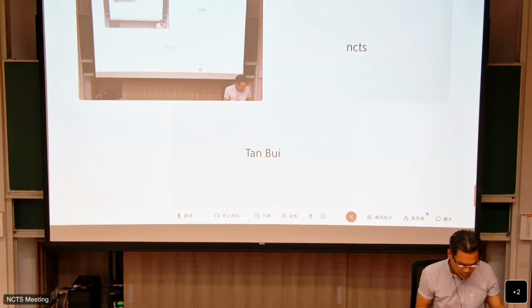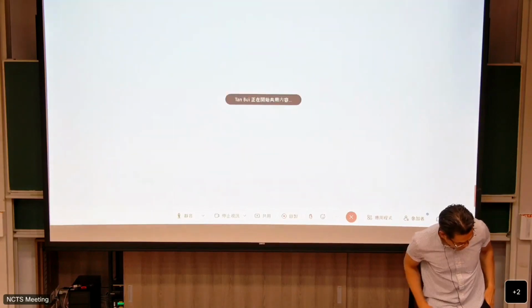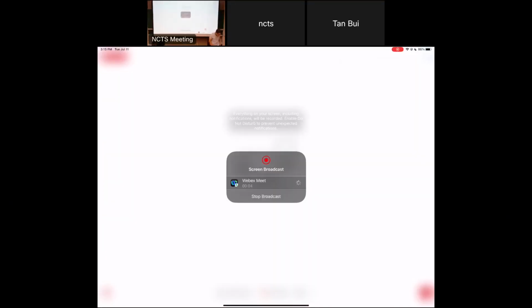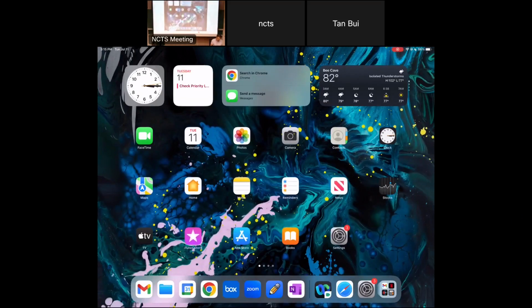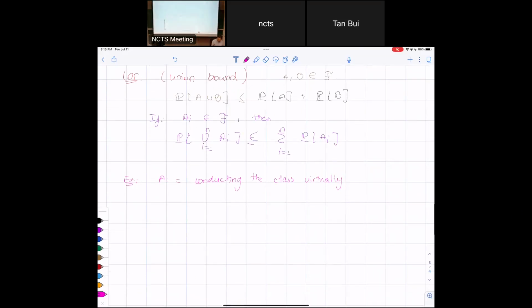So like where we left off, we are talking about an application of the union bound, to see how it is in practice. The reason I'm talking about this is that our example is related to a COVID type of situation. So the event A is conducting the class virtually, and B is attending the class in person. I'm sorry, this is attending. See, attending, they are different, not conducting.